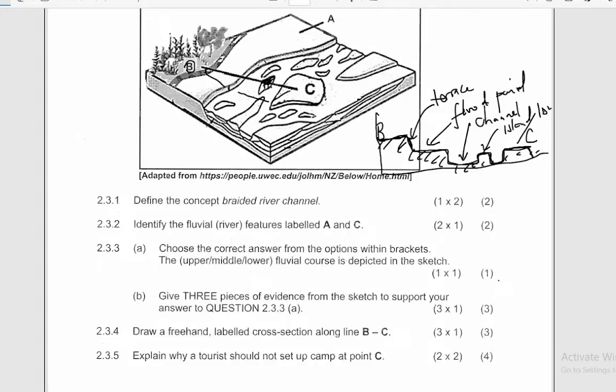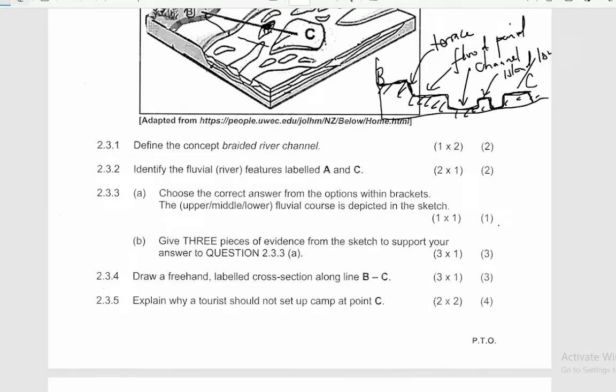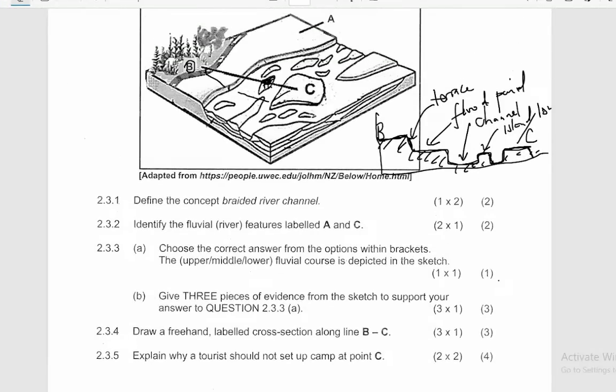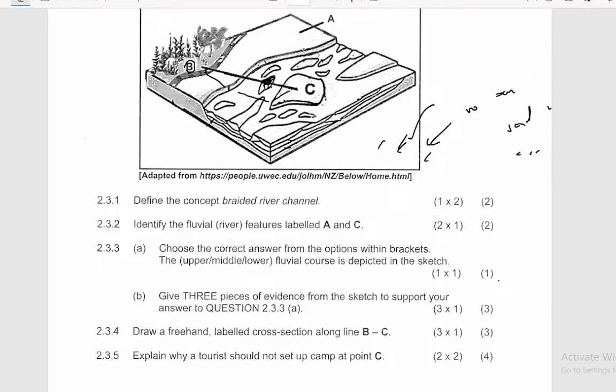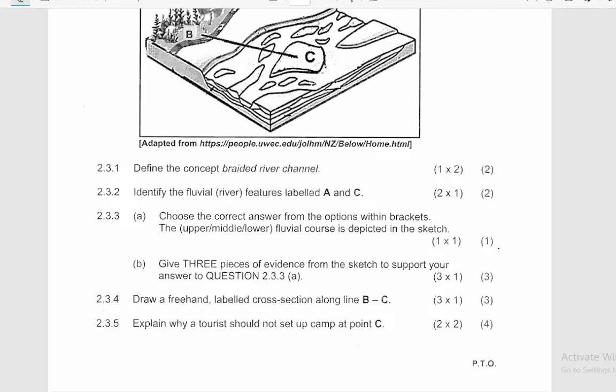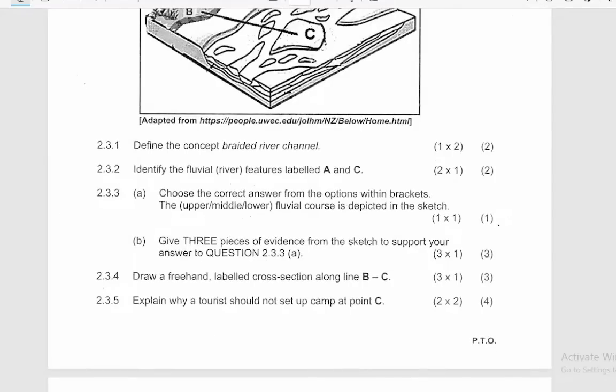Right. We move on to the next question, which is: explain why tourists should not set up a camp at point C. If you are a touring person, you have toured the river, you wanted to explore whatever is happening in the river, you are advised not to camp at C. Right, the first reason, because we have mentioned that this is a temporary island. It's a qualifying factor that you cannot camp on a temporary thing.